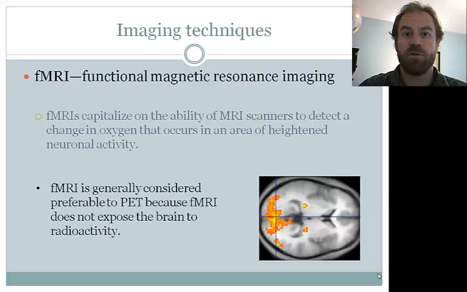fMRI, or functional magnetic resonance imaging, allows for a real-time look at brain functions. And this has been very effective in observing the brain as it works to complete tasks such as reading, or writing, or playing chess, even exercising.